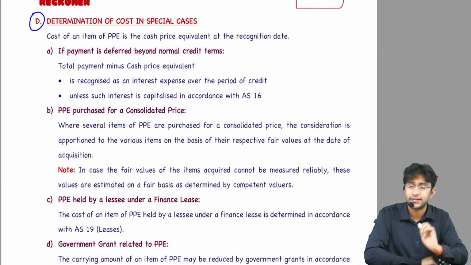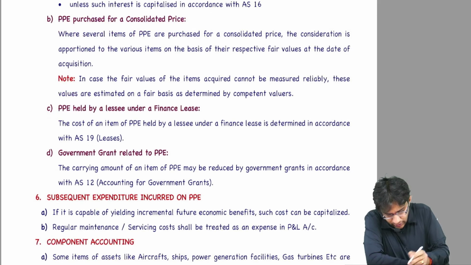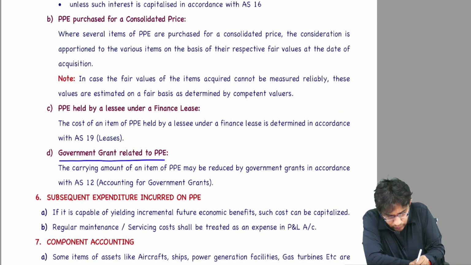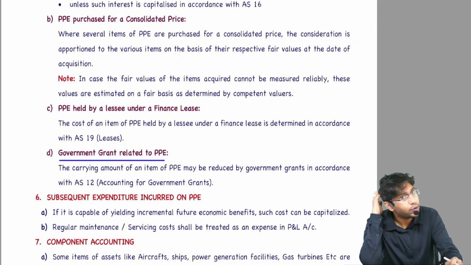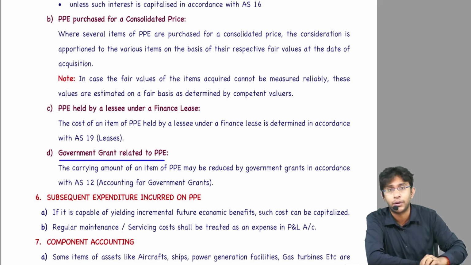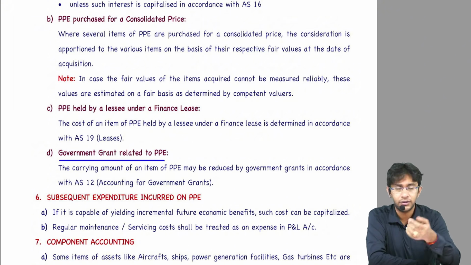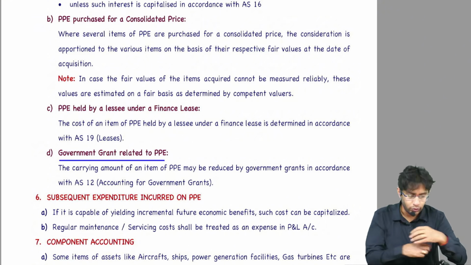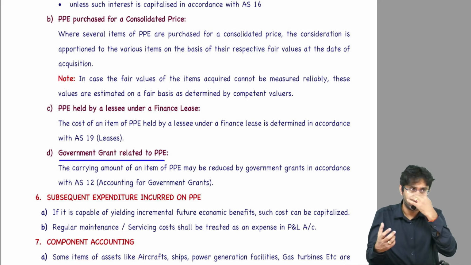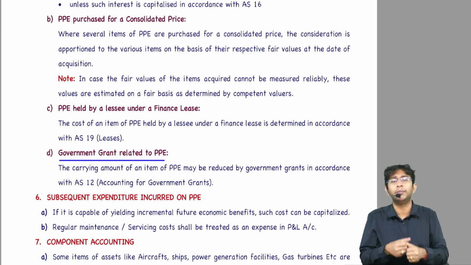So 4 special cases are given, sir. In that, let's come with the last one. Government grant related to PP. For example, you purchased a solar power plant. Since you are manufacturing power using solar energy, government wants to give you an incentive. So they give a grant to you. So your cost of the asset is 100 crores. Government gave you some 20 crores grant or a subsidy. How to do the treatment of the grant?